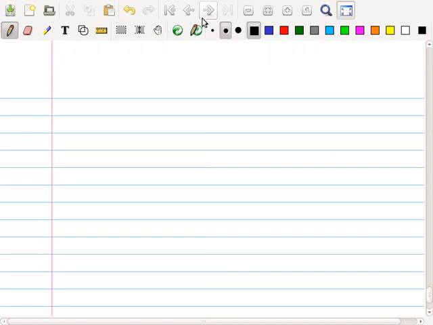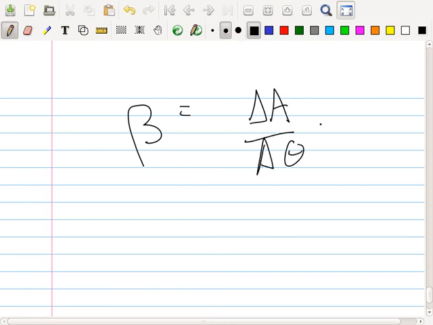Next one now. Big area. And then it would be area, of course, which is, here it is, beta, which is the change in area over the change in temperature times 1 over the area. Same thing but change to area.